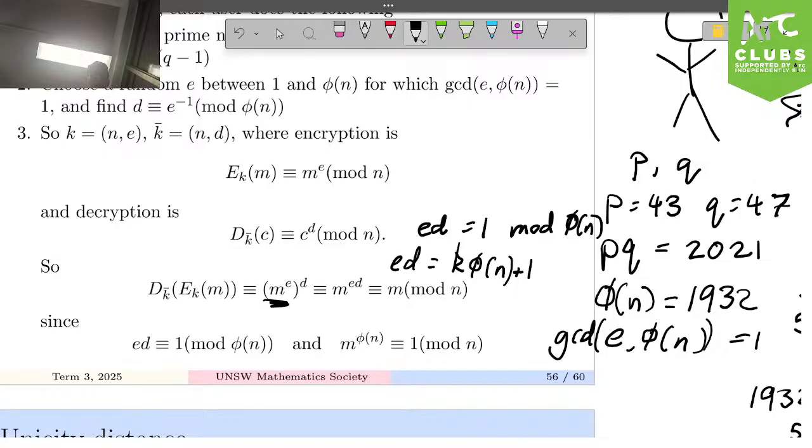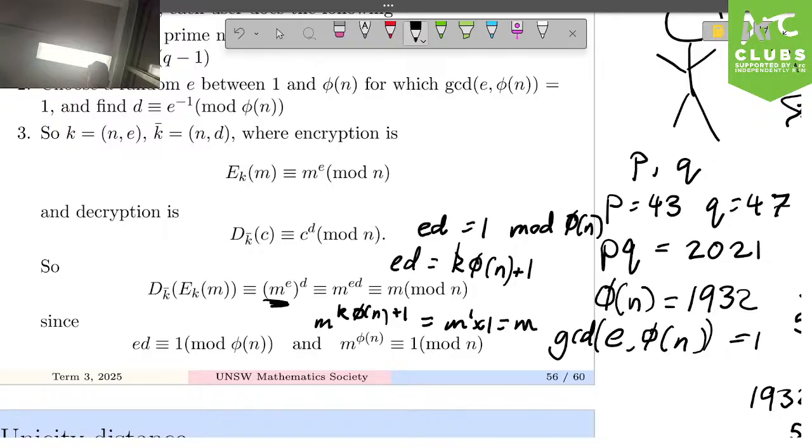What we know from Euler's theorem, which at the very beginning we looked at as Fermat's little theorem, is that m to the phi of n is equivalent to 1. And so, because m to the phi of n is equivalent to 1, I know that m to the k phi of n plus 1 is equivalent to m to the k phi of n times m, which is m. So, that is RSA. I've gone through one example of RSA.